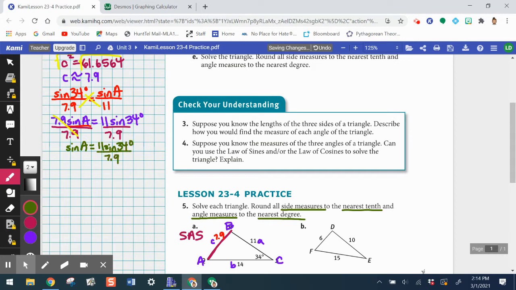Now, recall when we learned sine, cosine, and tangent, we use the inverse trig functions when finding angle measures. So if we see the sine of A is this ratio, say we're solving for A, we're going to take the sine inverse of this ratio, and that is going to give us our angle measure. So the measure of angle A will be the sine inverse of 11 times the sine of 34 divided by 7.9. So let's use our handy dandy calculator for that.